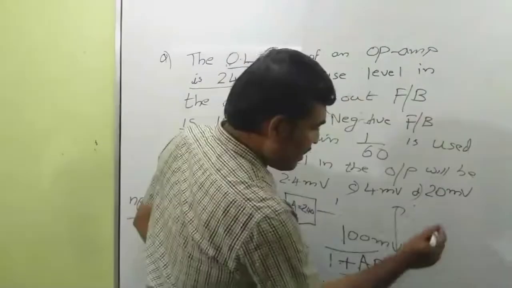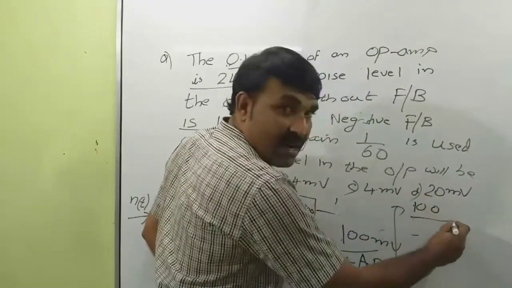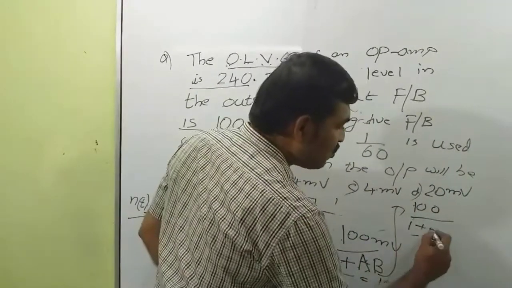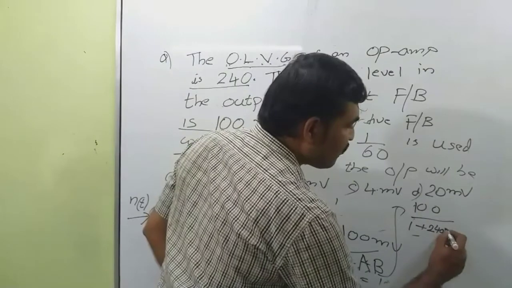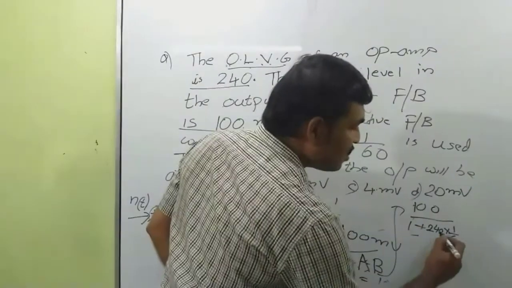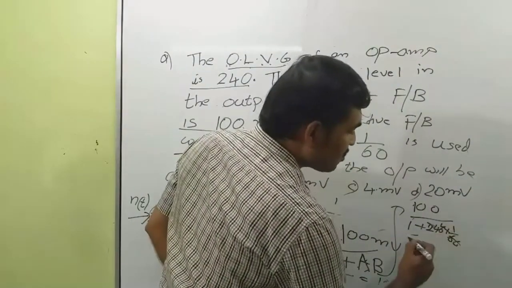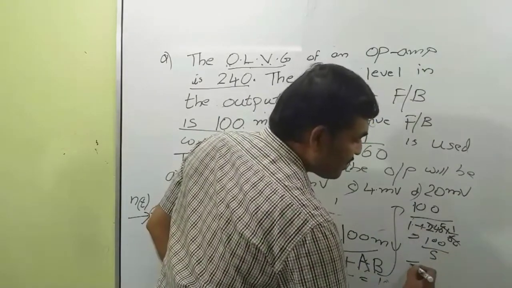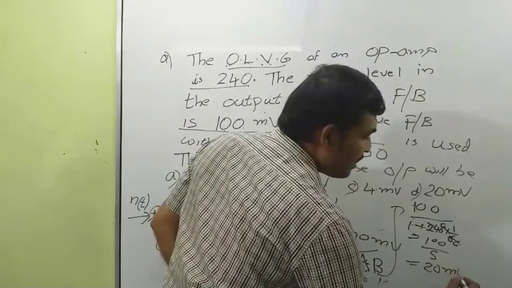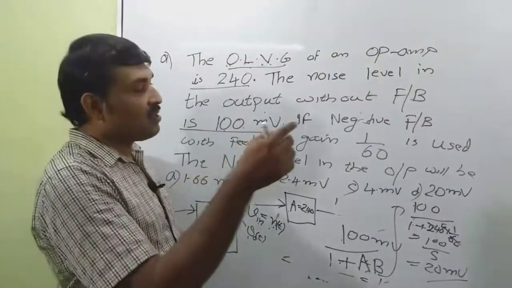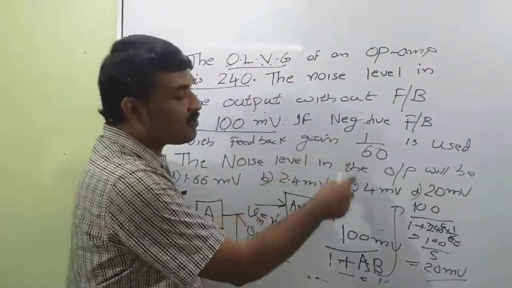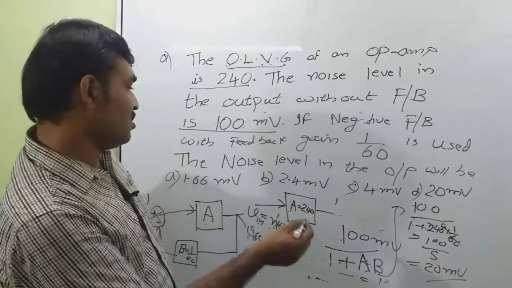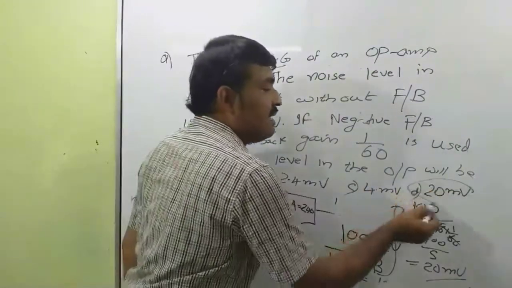So this is equal to 100 divided by 1 plus A, the open loop gain, that is 240, into the feedback gain, that is 1 by 60. 240 by 60 is equal to 4. So this is equal to 100 divided by 1 plus 4, that is 5. So this is equal to 20 millivolt. By making use of feedback, the noise is reduced from 100 to 20 millivolt. So the answer is D.